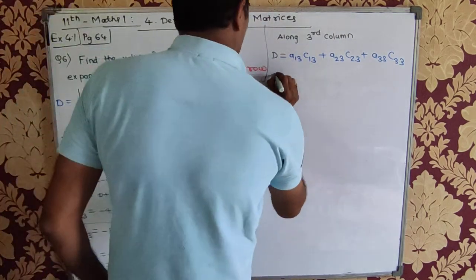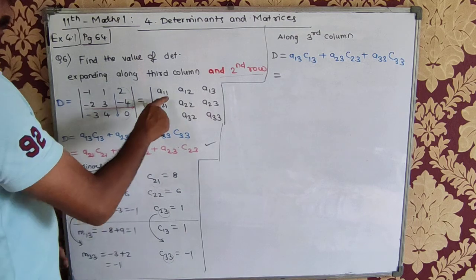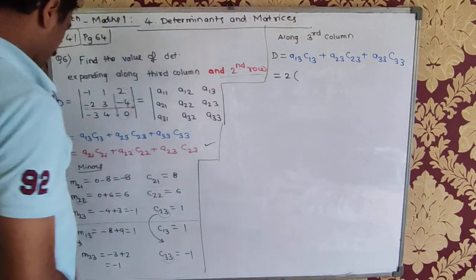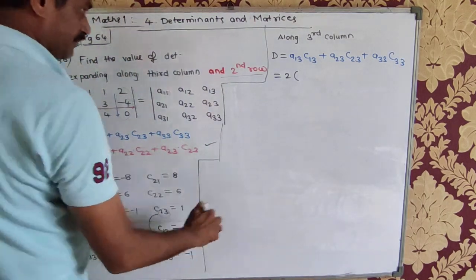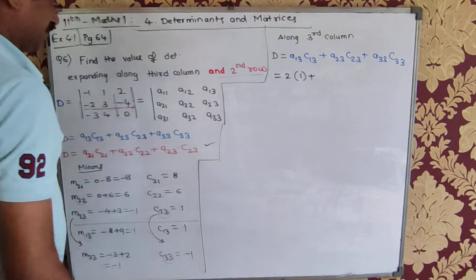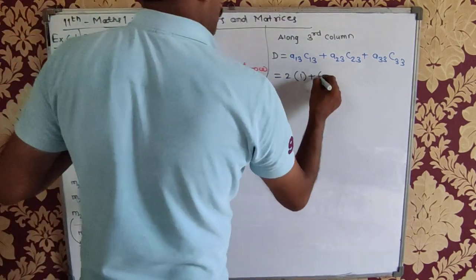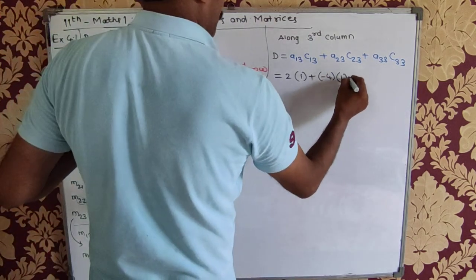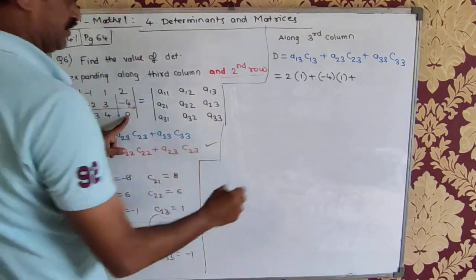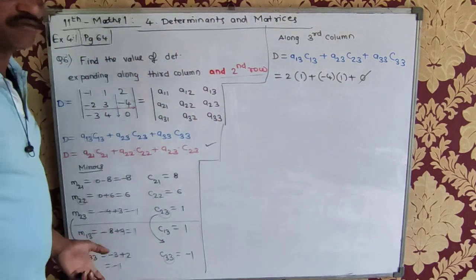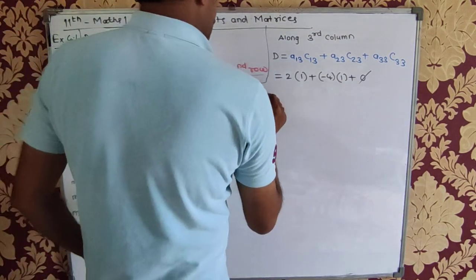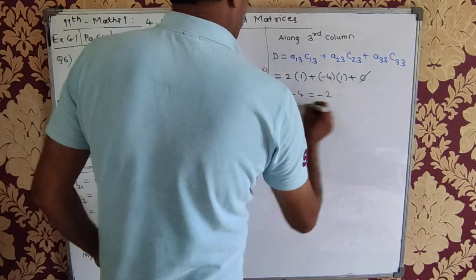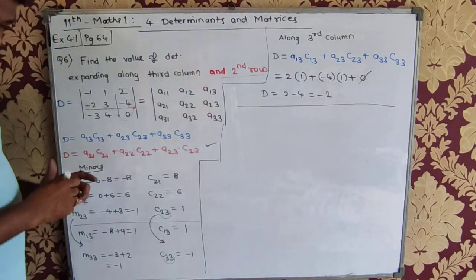Yes. Therefore, what is A13? A13 is 2. C13 is 1. A23 is minus 2, C23 is 1. A33 is 0, and C33 is whatever, it makes no difference. So D is equal to 2 minus 4, which is equal to minus 2. Yes. Now let us expand it along the second row.